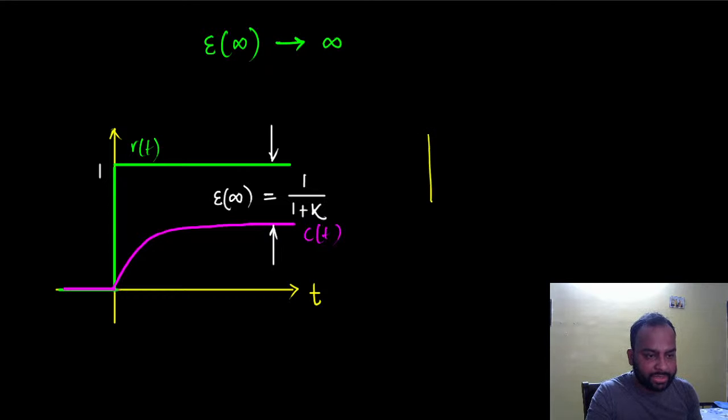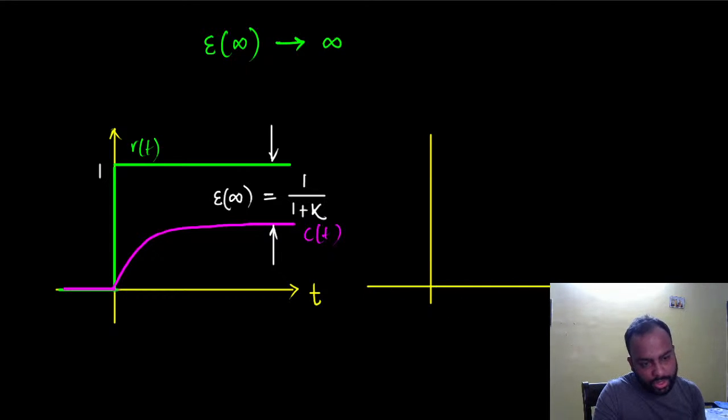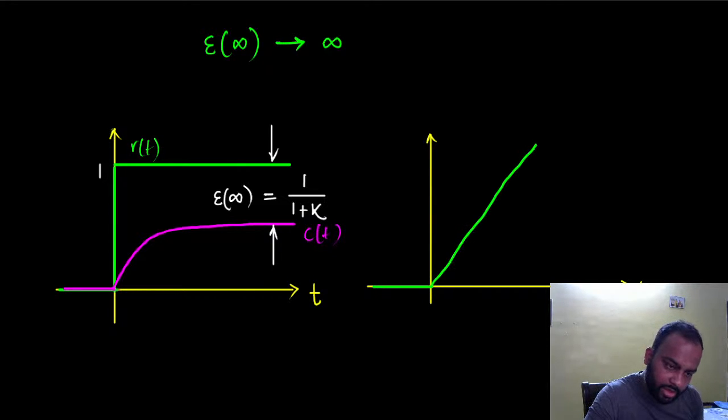If I ask the same system to follow a velocity command, this is what a velocity command looks like. So essentially a ramp input. So this is my desired input, desired output. The input is the desired output. Always remember that, right? The input is the desired output. So this is the desired output, this is the ramp signal. Okay.